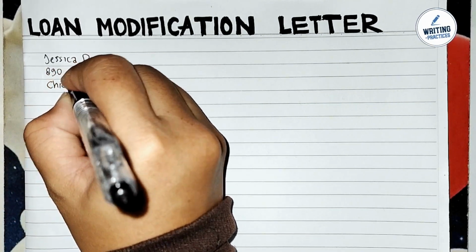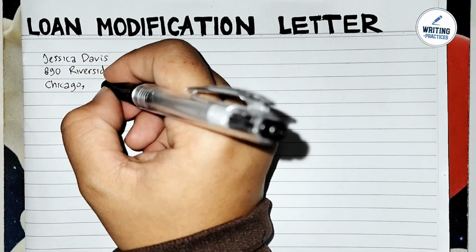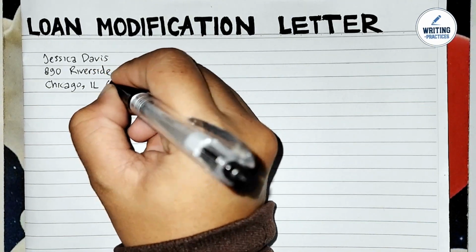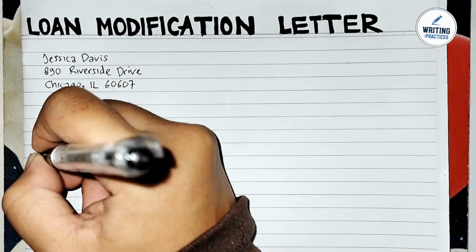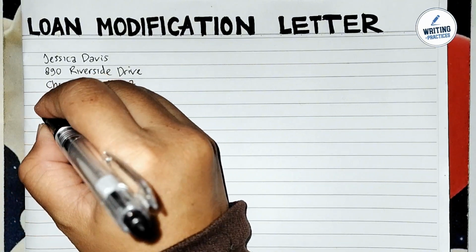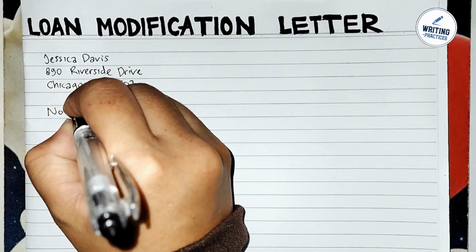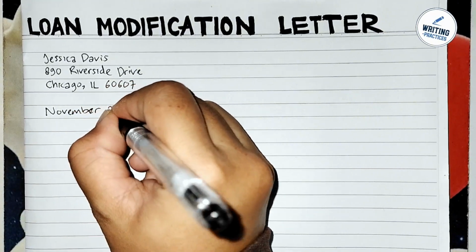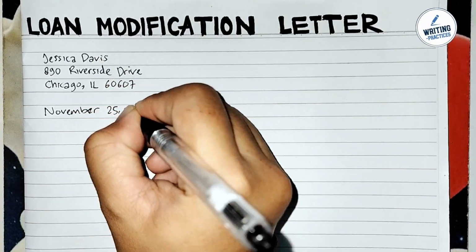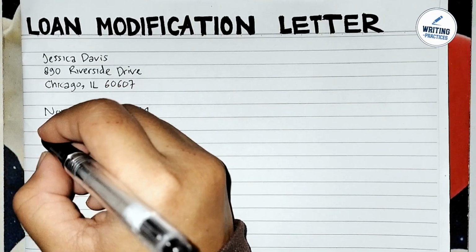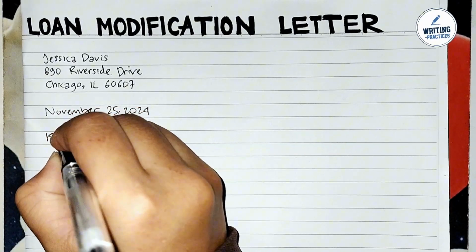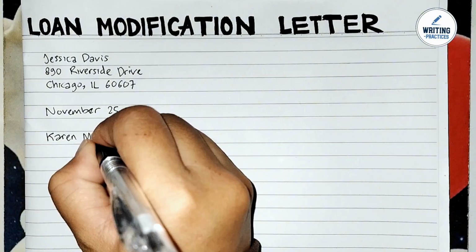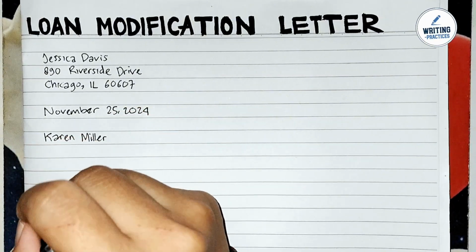This letter typically outlines the borrower's current financial difficulties, the reasons for requesting the modification, and the specific changes they are seeking, such as a reduced interest rate, an extended loan term, or a lower monthly payment. The goal of the letter is to provide the lender with sufficient information to consider, and potentially approve the modification to make the loan more manageable for the borrower. Here, Writing Practices will show you how to write a loan modification request letter step by step.